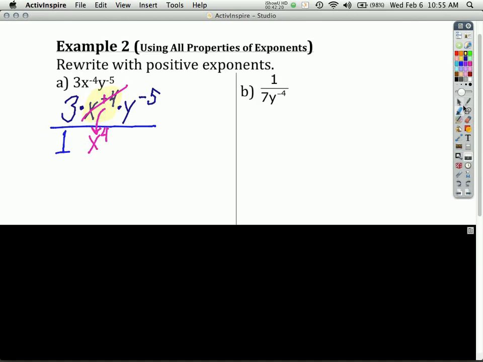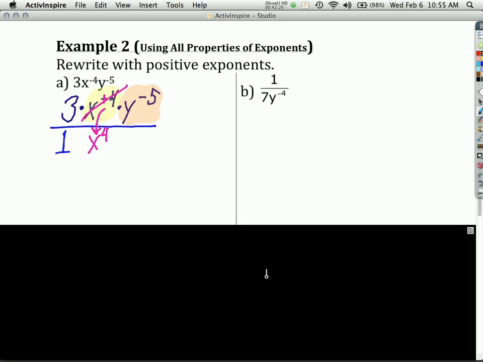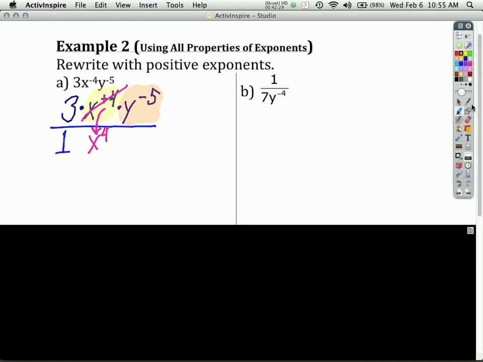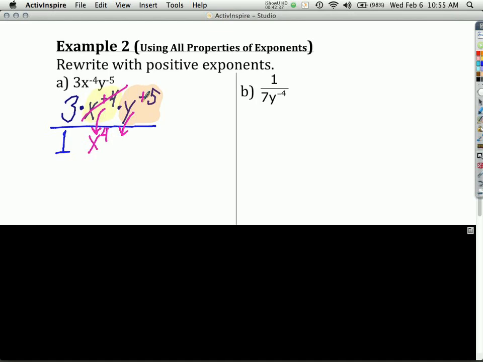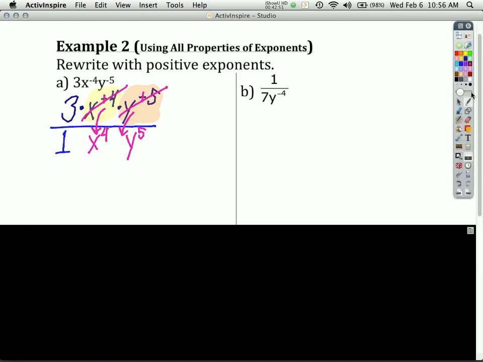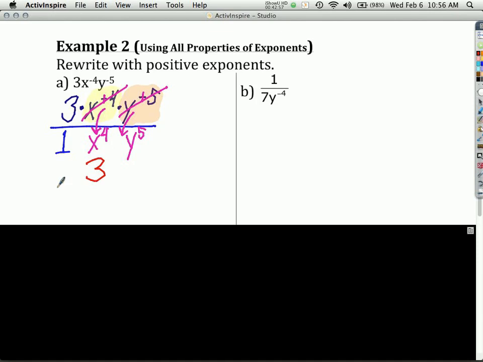Now, look at the y to the negative 5th. That is on top of the fraction, and it has a negative exponent. It's got to move. Negative exponents have to change. So we're going to move it to the bottom and flip the sign so that it's positive. On the bottom, it will be y to the 5th, and that will disappear. You only move negative exponents. Negative exponents. So now rewrite it in simplest form. The 3 is still on top. X to the 4th, y to the 5th.